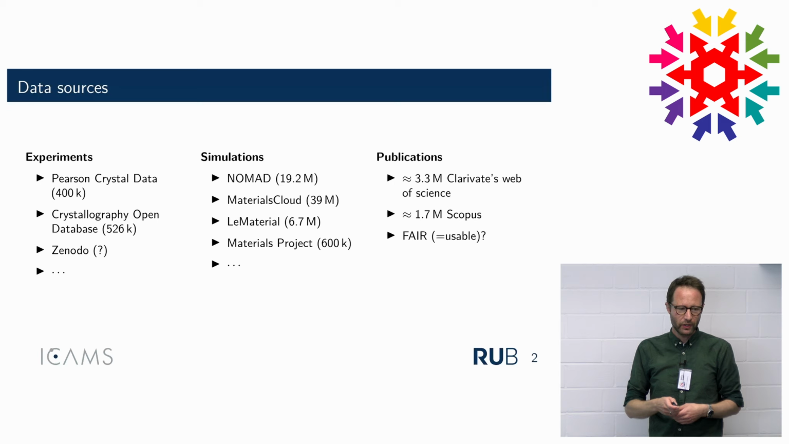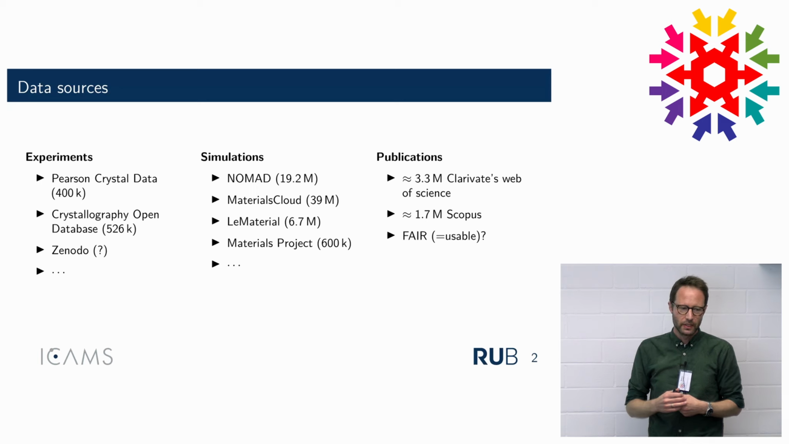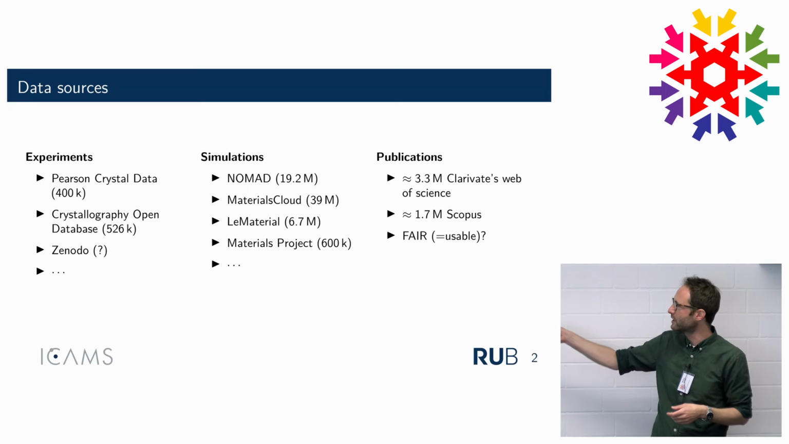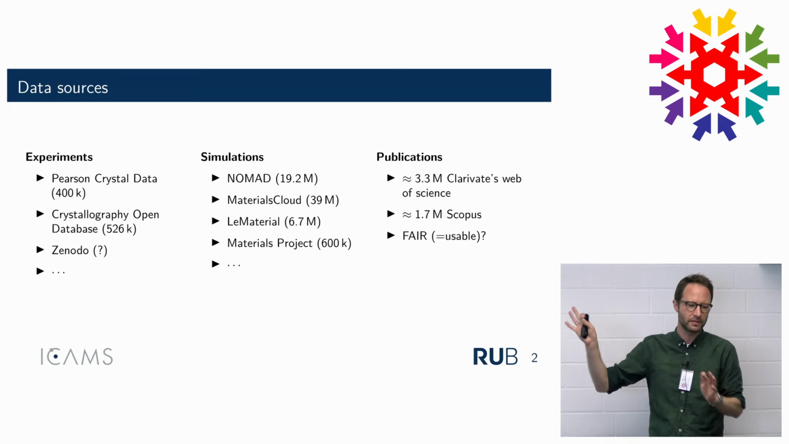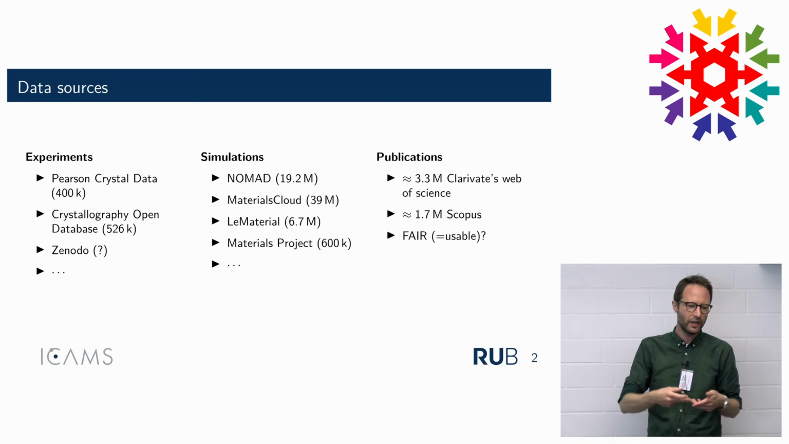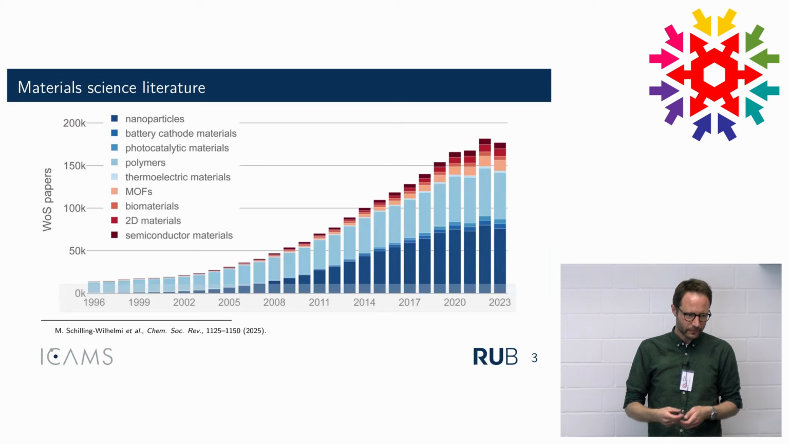Since we're here talking about large language models, to my impression an underused source is publications. And it's very hard to find appropriate numbers, as I have found. How many materials science publications do we actually have? Depending on which kind of index you look at, you have some millions. The question is, is it usable in the sense of FAIR? Can you find it, access it? Is it interoperable with other data modalities? And then, of course, reuse it.